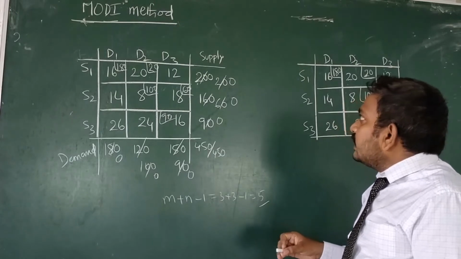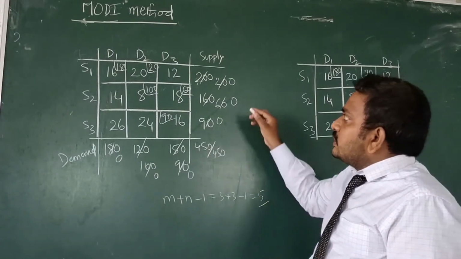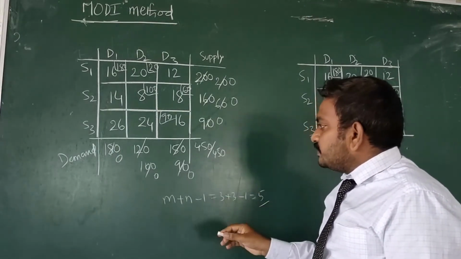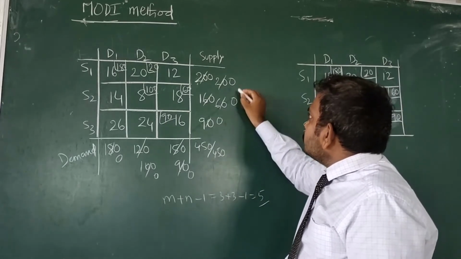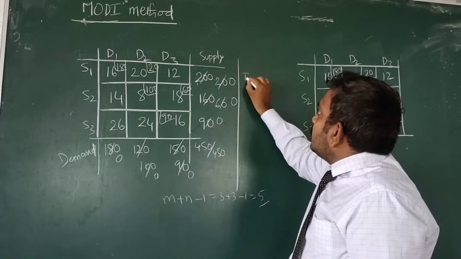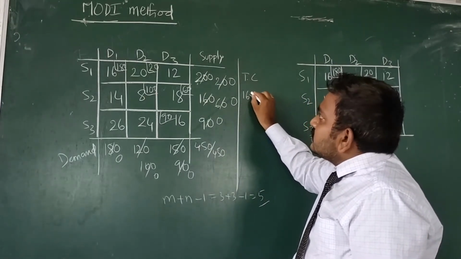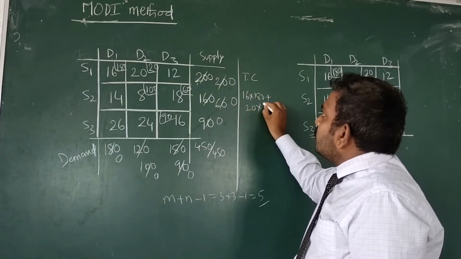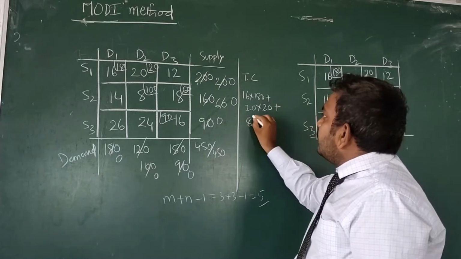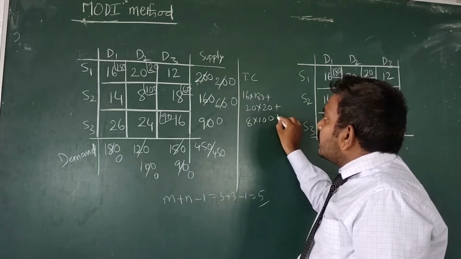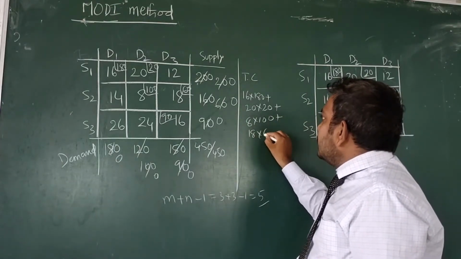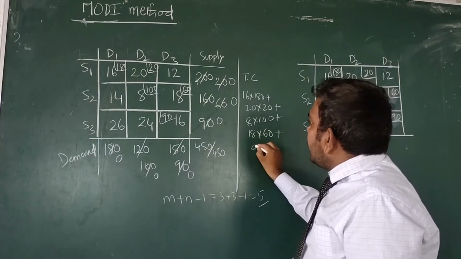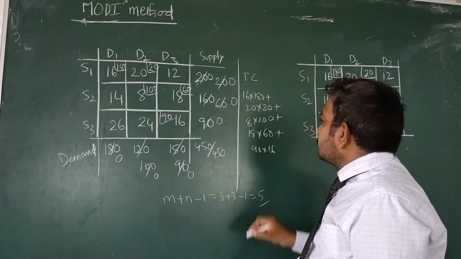Now find out the transportation cost. That is transportation cost 16 into 180 plus 20 into 20 plus 8 into 100 plus 18 into 60 plus 90 into 60.